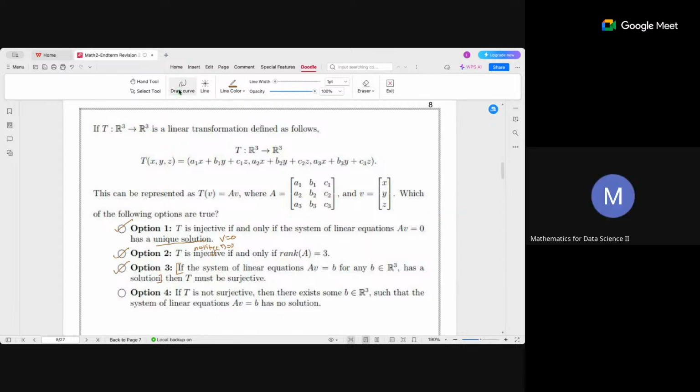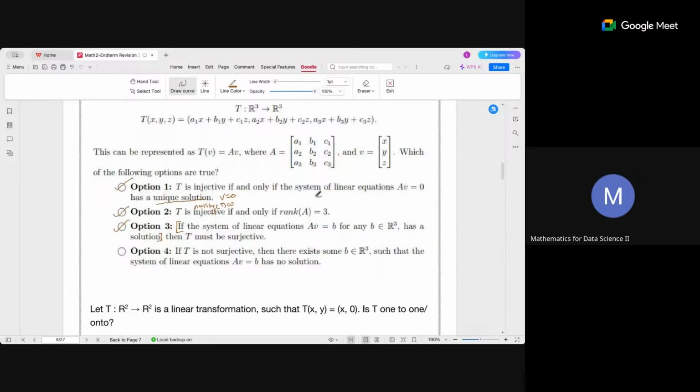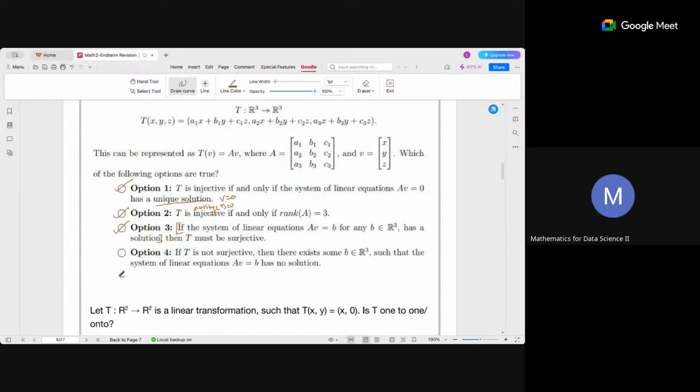Okay, option 3, I'll explain. See, what is meant by T being onto? What is the definition of T is onto? Suppose you have T from V to W, then for every w in W, there exists v in V such that T(v) is equal to w. Correct?